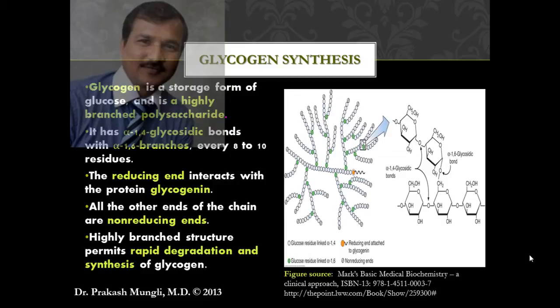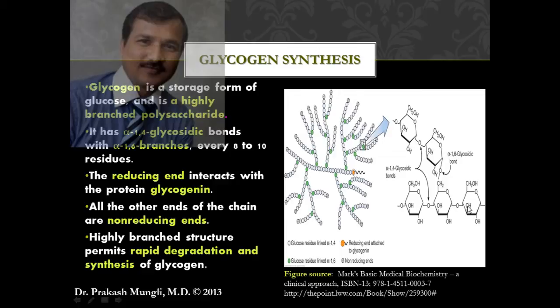So glycogen is basically the linkage of glucose molecules by two types of linkages. One is the alpha 1,4 glycosidic bond, which links one glucose molecule with its neighboring glucose molecule. As you can see here, this particular glucose molecule links with the neighboring glucose molecule with an alpha 1,4 linkage. Similarly, in the straight chain here, each glucose molecule links with its neighboring glucose molecule with an alpha 1,4 linkage. Like this, the linkages go on.